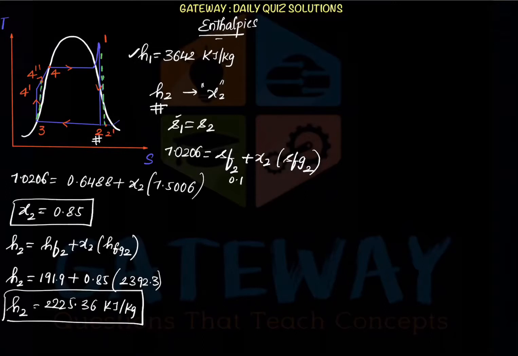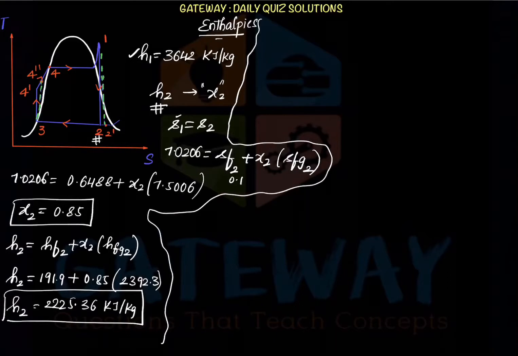And now we will discuss H3. So we will draw a line here separating these terms. So we will calculate H3. H3 is nothing but, it is on the saturated liquid, so it is equal to HF at 0.1 bar, and that is nothing but 191.9. So H3 was also obtained.